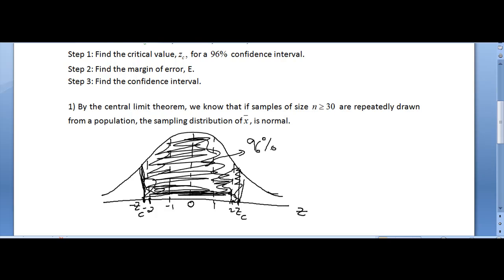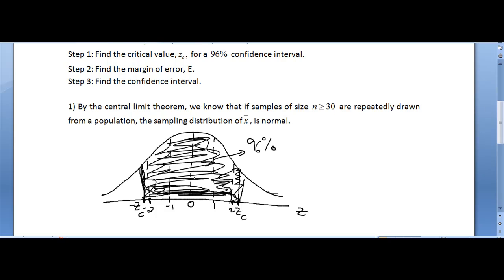The reason is because 96% confidence means that we want the confidence interval so that 96% of the sample means that you choose fall in this interval from minus ZC to ZC. That means the z-scores of those sample means fall in this interval. So you want to be 96% confident that if you pick a sample of size n greater than or equal to 30, its sample mean, or its z-score of the sample mean, is going to fall between the minus ZC and the plus ZC. So how do we find the minus ZC and the plus ZC?